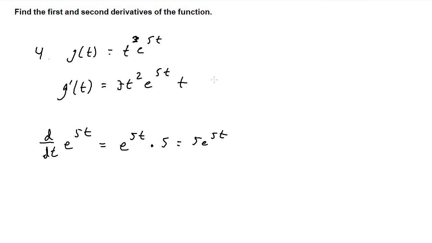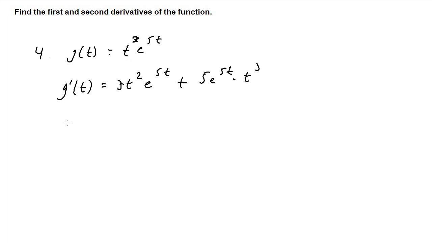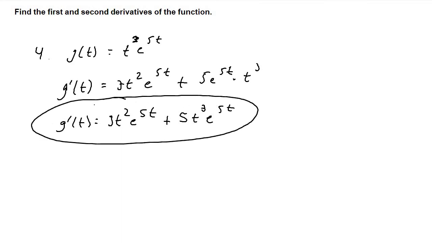So once again, using the product rule plus the derivative of the second function, which we have found to be 5e to the 5t, times the first function unchanged, so times t cubed. So simplifying g prime of t here, we get 3t squared e to the 5t, and then plus 5t cubed e to the 5t. So now let's go ahead and find the second derivative.